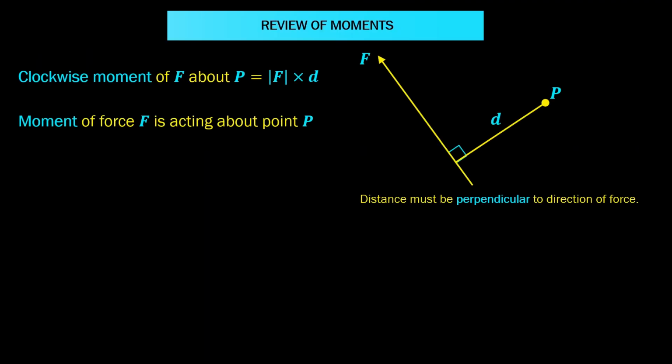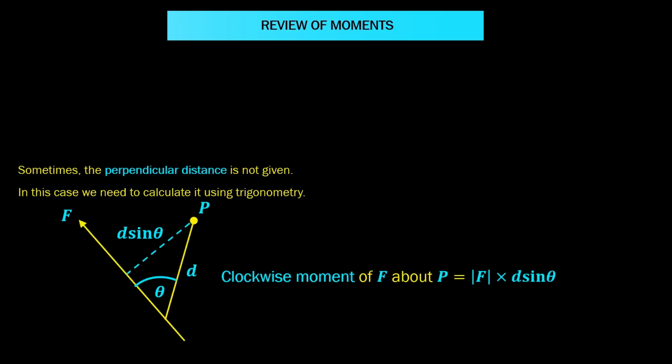Recall that the clockwise moment of F about the point P equals mod F times d, where the distance is perpendicular to the direction of the force. When the perpendicular distance is not given, we need to calculate it using trigonometry. And in this case, the clockwise moment of F about P, as shown in the diagram, equals mod F times d sine theta.